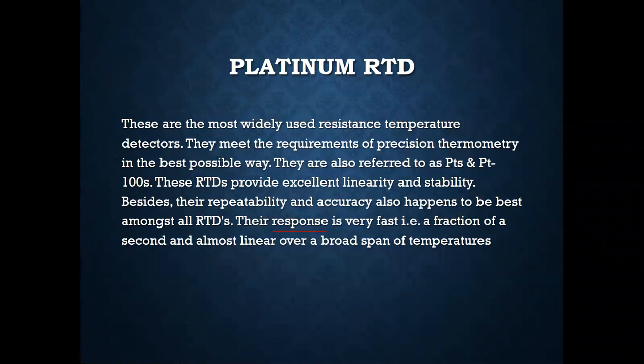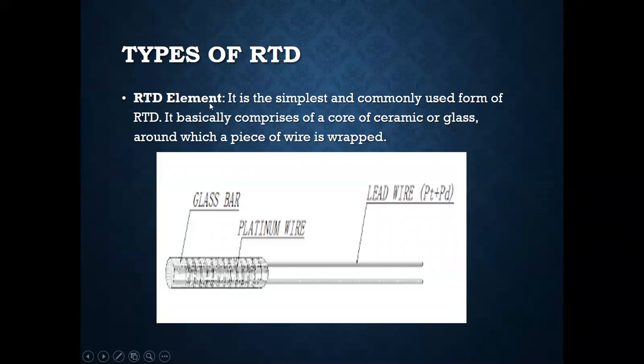So why are we going for RTD? Because it has linear characteristics, stability, repeatability, and accuracy. Accuracy means shuddhata. Stability means sthayi. So that is why we are going for platinum types of RTD. So this is RTD, a basic type of RTD.